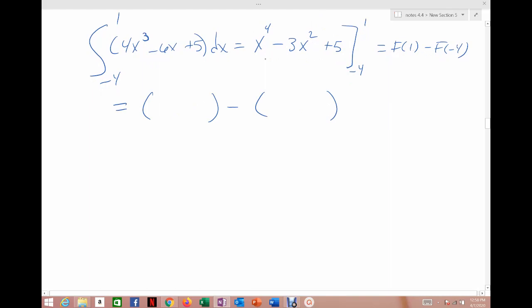And when I plug in my 1, that's going to come out 1 minus 3 plus 5. Oh no, sorry, 1 minus 3 plus 5 is going to come out 3. Forgot my 1. All right, then I plug in -4. So -4, don't forget it's -4, put parentheses around it. -4 to the 4th is going to come out positive, -4 squared is going to come out positive, and so it comes out to 188, but now we're subtracting. All right, so the answer is -185.